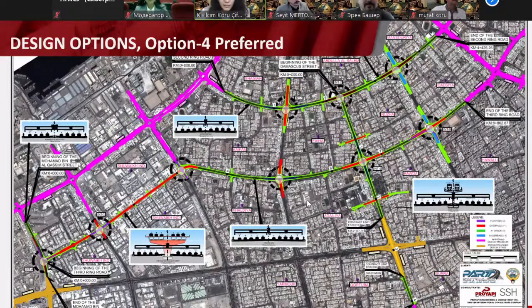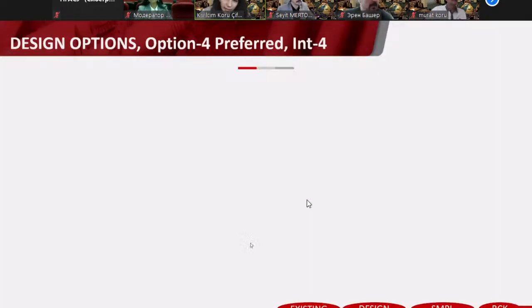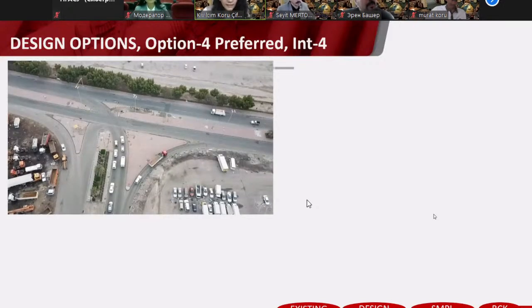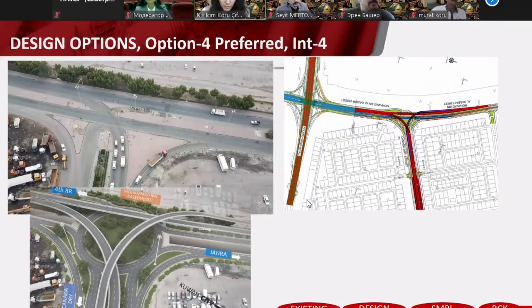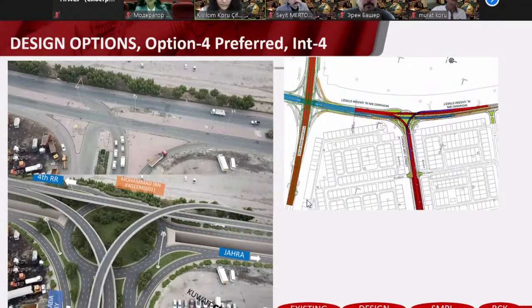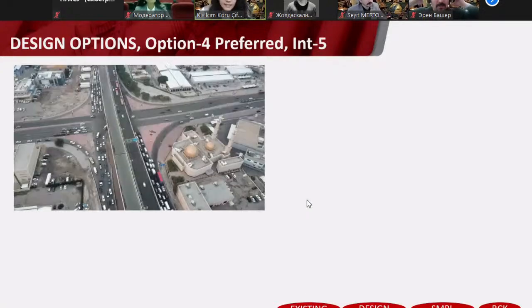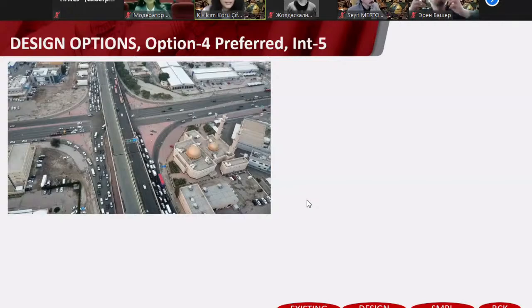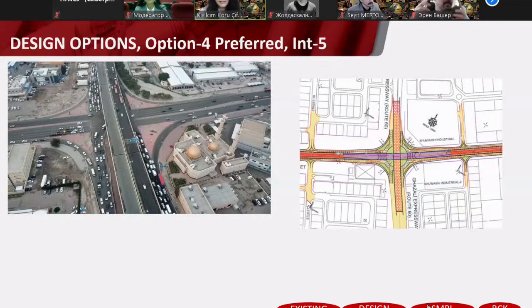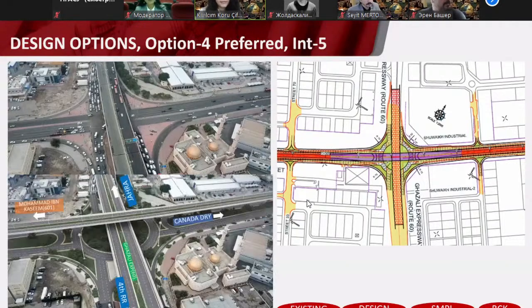So for the first one, interchange one, the existing situation was an at-grade T-shaped interchange. We have proposed a new design with a 3-level elevated roundabout interchange. For the next interchange, the existing was a 2-level interchange. The design is proposed with, again, an elevated roundabout with 3-level interchange.